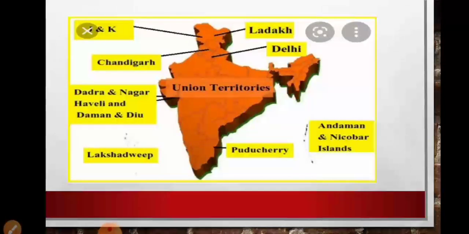Along with this we discussed the union territories of India. So here you can see that children, 8 union territories we discussed, and also I have given the homework: which is the largest territory, which is the smallest territory, and what are the important capitals of these territories. So this is your homework, and within the evening you have to submit the homework to my WhatsApp number.